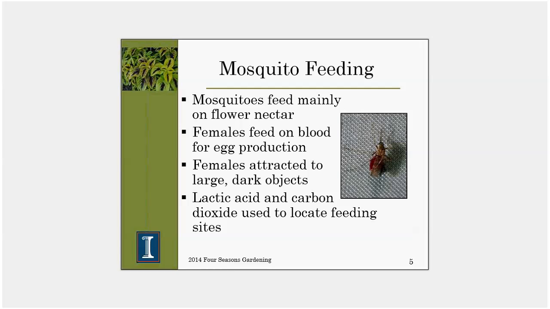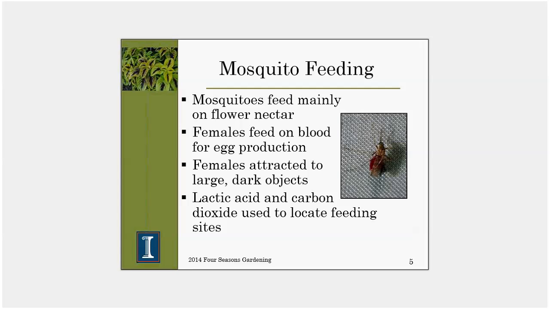So again, mosquitoes feed primarily on flower nectar. After mating, and most insects mate very similar to the way people and other mammals do, fertilization is internal. The eggs are fertilized and are laid. Females to find a place to get blood are attracted to large dark objects.